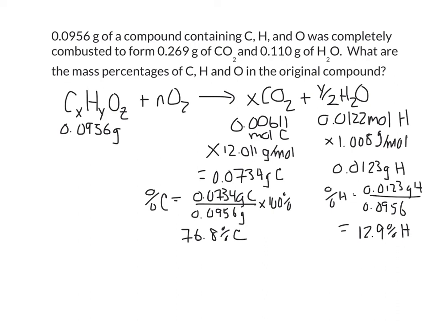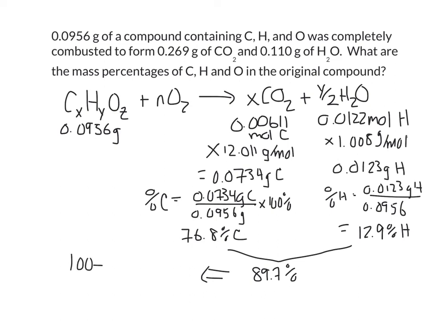So we know the percent hydrogen and we know the percent carbon, and what we notice is that these two things do not add up to 100%. In fact, 76.8 plus 12.9 adds up to 89.7%.